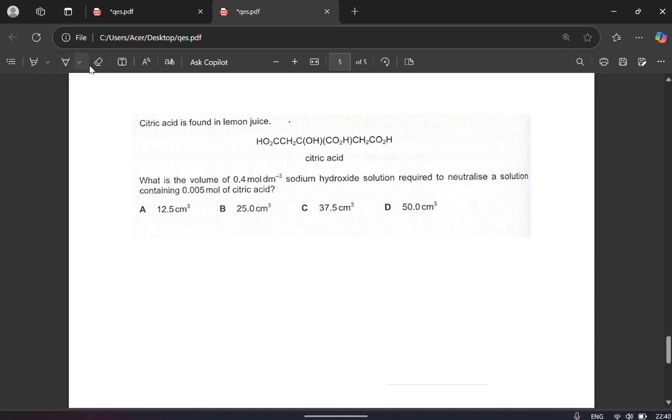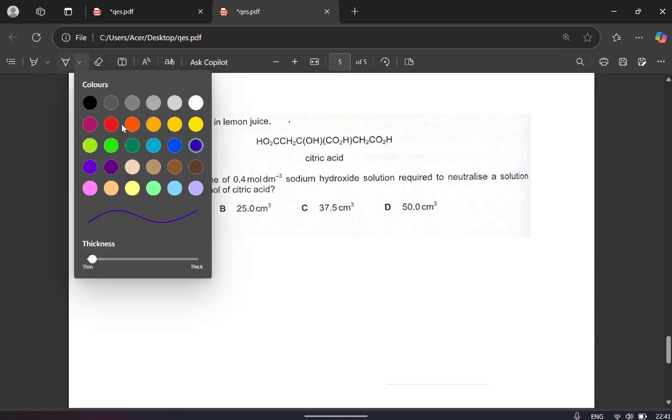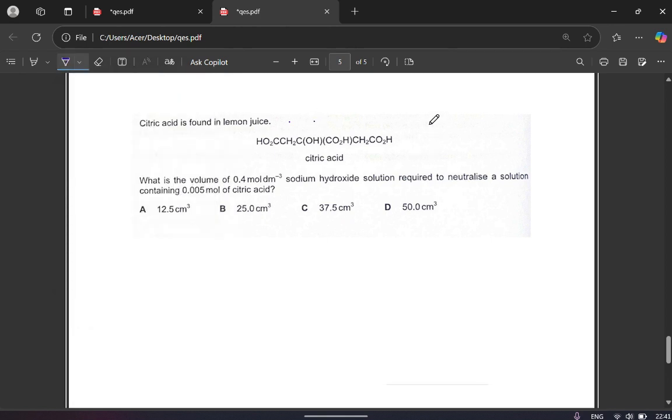Let's look at a different question here. Citric acid is found in lemon juice. What is the volume of 0.4 mole dm cube sodium hydroxide solution required to neutralize a solution containing 0.005 mole of citric acid? And this is the structure of citric acid. It's important to understand that sodium hydroxide here reacts only with these carboxylic acid groups, and we have only 3 carboxylic acid groups here.